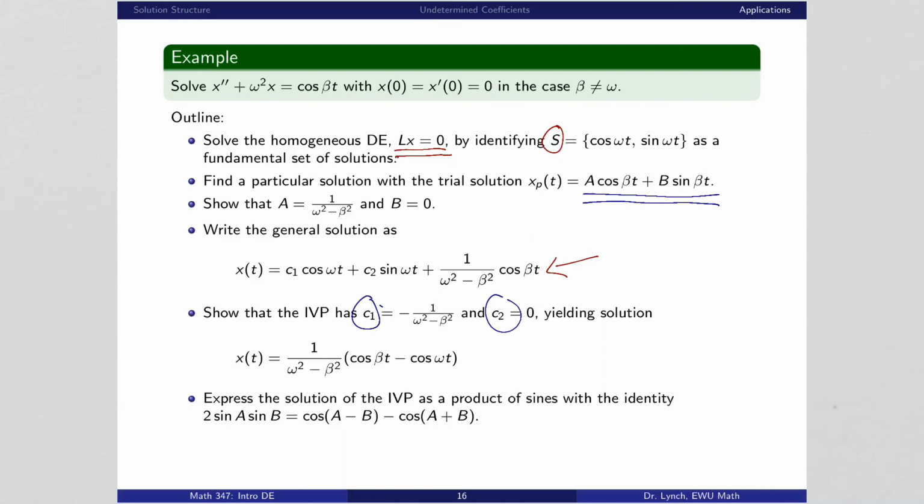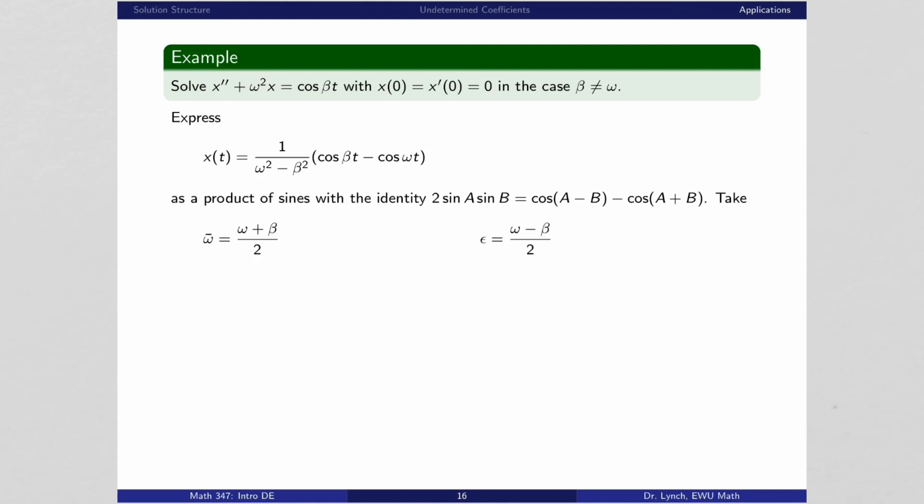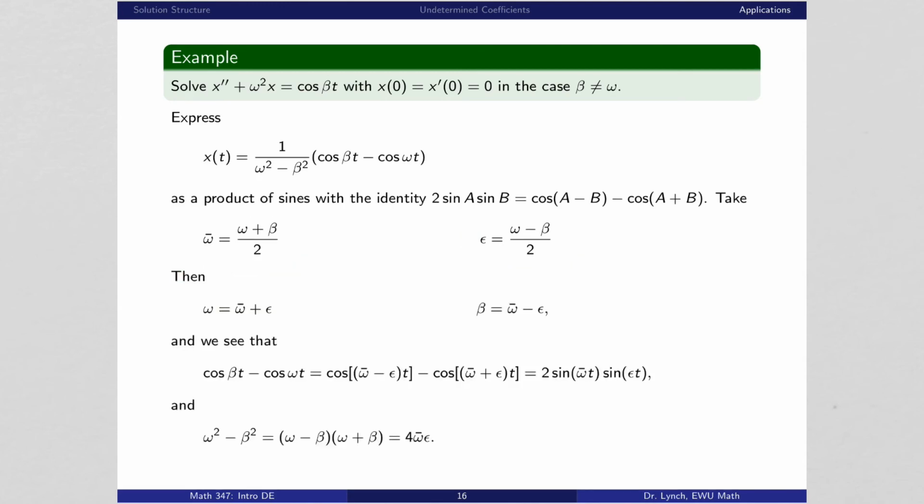Now, the interesting thing happens when we use a special trig identity to express the solution of that initial value problem as a product of sines instead of a difference of cosines. The trick to do that is to take omega bar to be the average of the two frequencies, omega bar is omega plus beta all over 2, and to take epsilon to be the difference of those frequencies divided by 2. When we sum omega bar and epsilon, the betas cancel and we end up just with omega. When we look at the difference of omega bar and epsilon, the omegas cancel and we end up with beta. So in equation form, omega bar plus epsilon gives us back omega, and beta is given by omega bar minus epsilon.